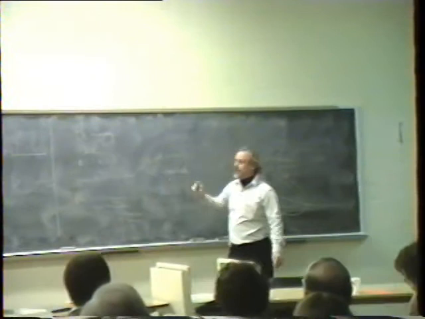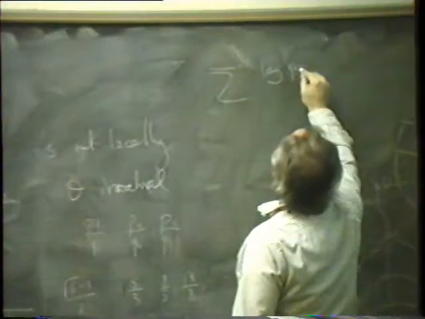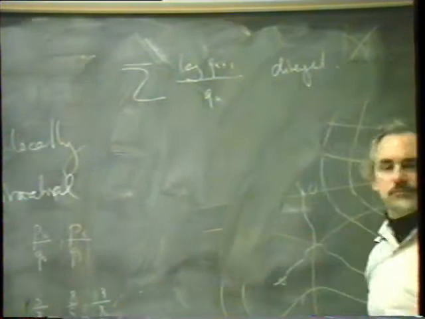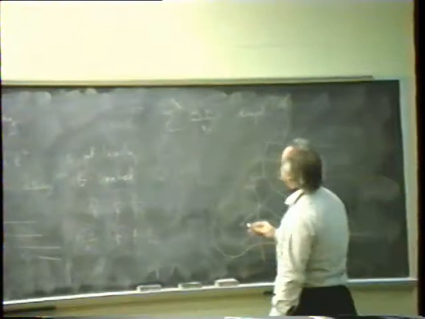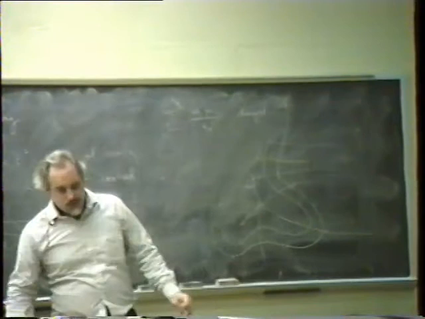It implies that the thing is not locally connected, is if sigma log of Qn plus 1 over Qn is divergent. So, this happens. There are numbers like that. For these, the scheme that I have suggested to draw the Julia sets does not work.